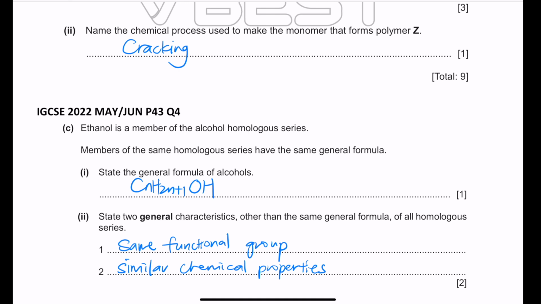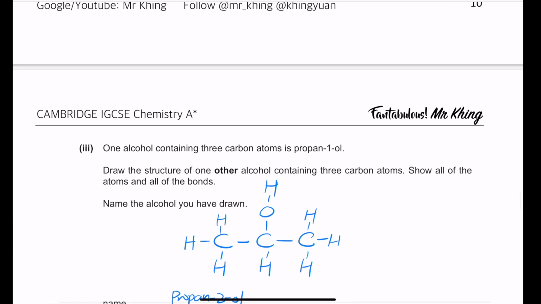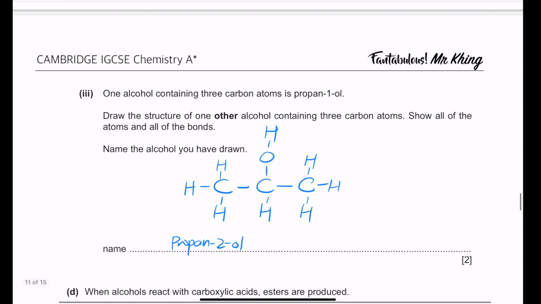Okay, and then you're asked to draw isomers of propan-1-ol. In this one, the OH is attached to the first carbon. So for the isomer, the OH is attached to the other carbon, the second carbon: propan-2-ol. This is the only answer.